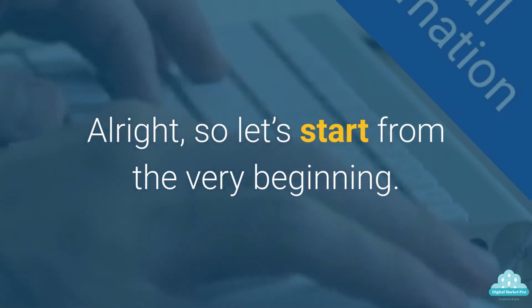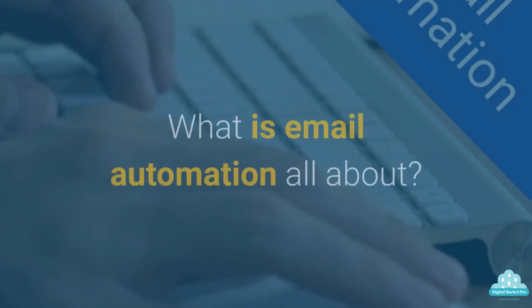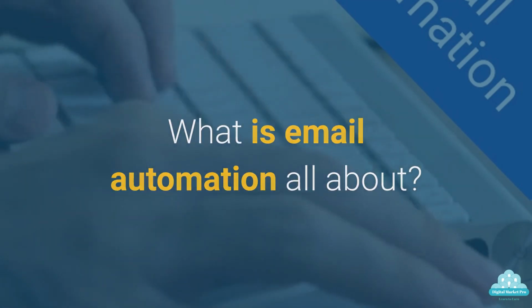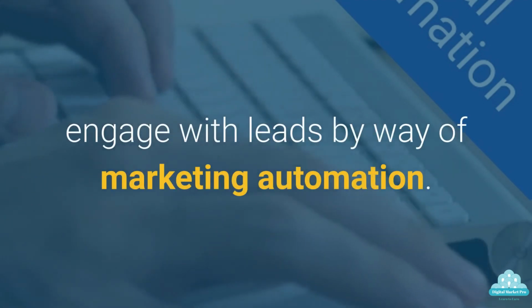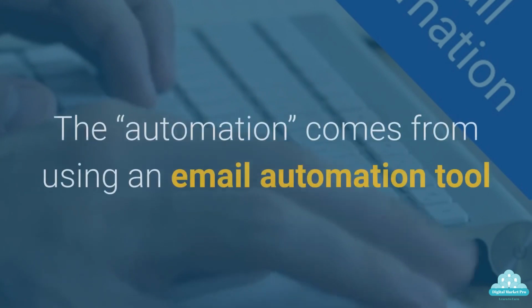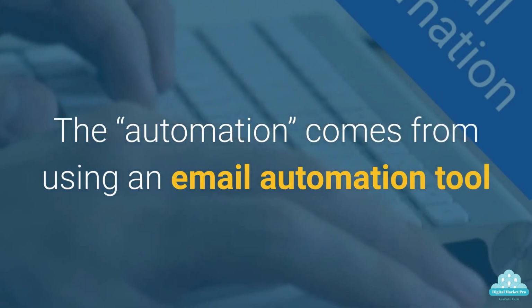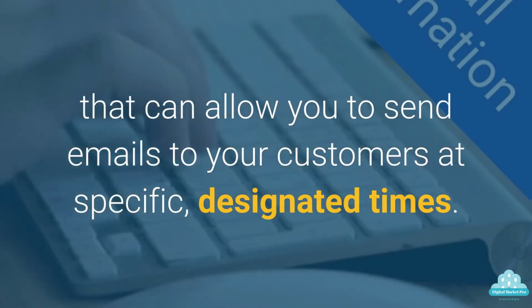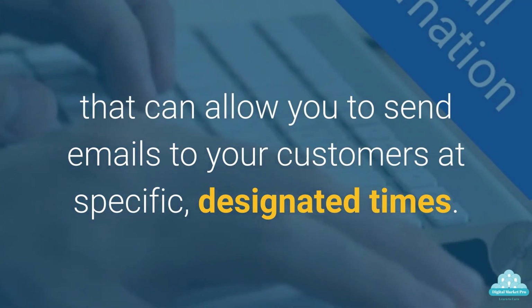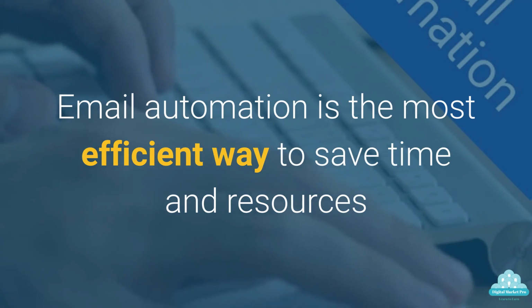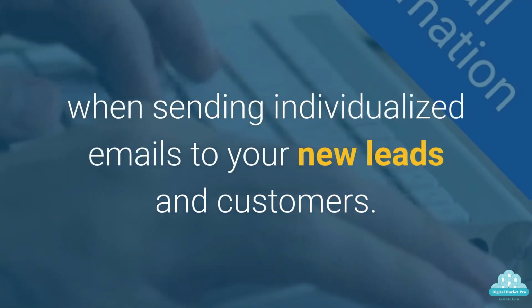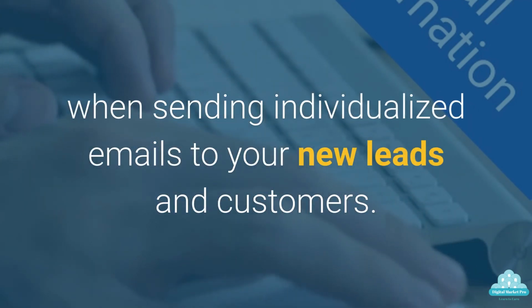Alright, so let's start from the very beginning. What is email automation all about? Email automation is simply the best way to engage with leads by way of marketing automation. The automation comes from using an email automation tool that can allow you to send emails to your customers at specific, designated times. Email automation is the most efficient way to save time and resources when sending individualized emails to your new leads and customers.